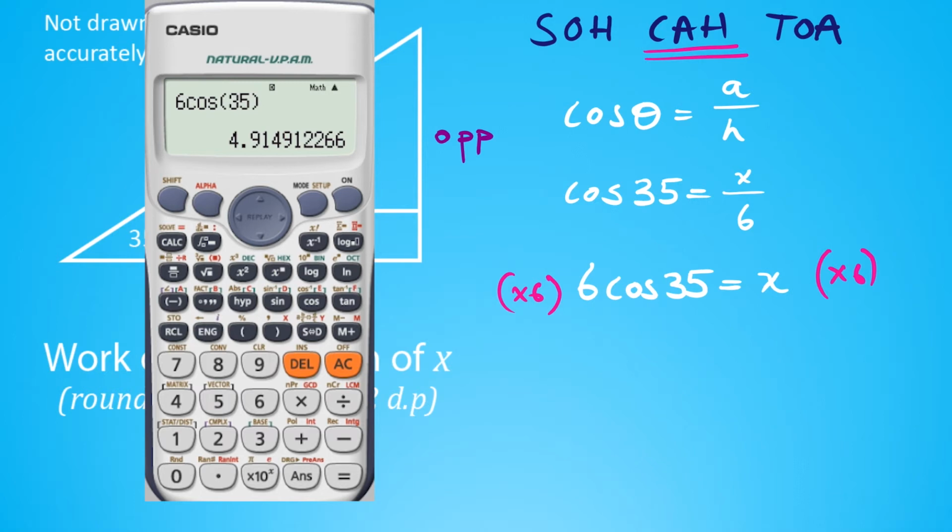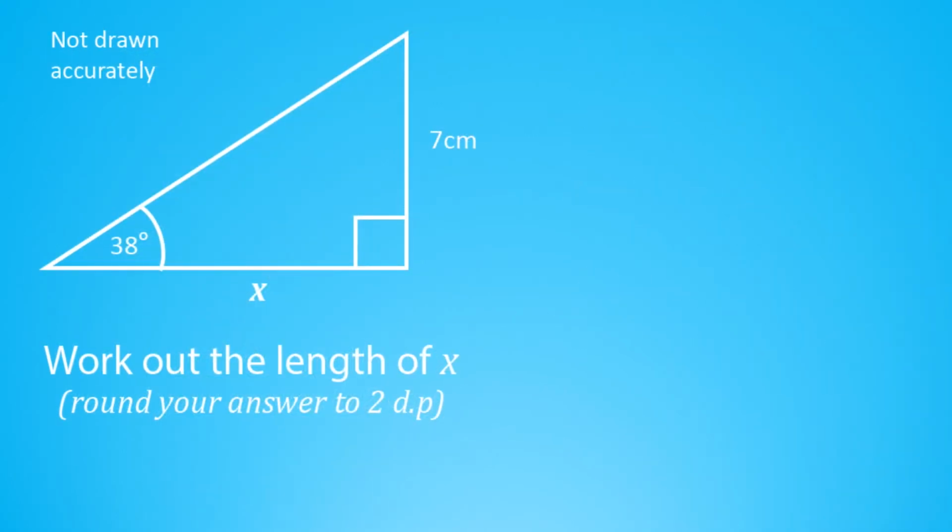And that gives us 4.9149, and so on. We're being asked to give our answer to 2 decimal places. So x to 2 decimal places is going to be 4.91.